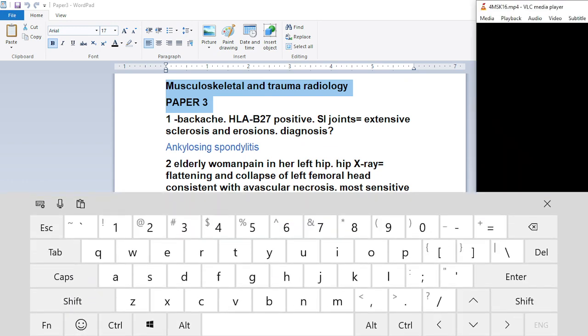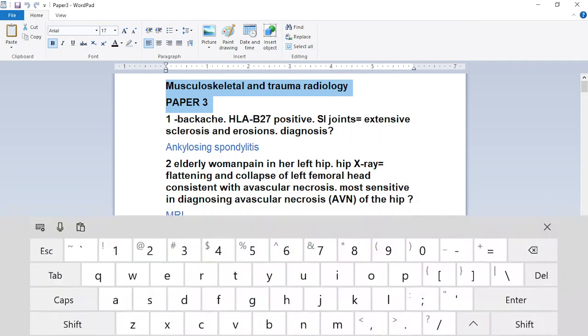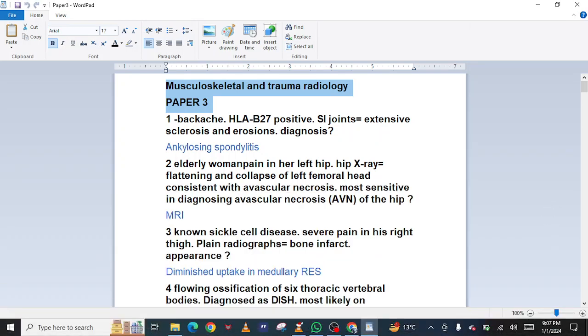Musculoskeletal and trauma radiology. Paper 3. 1. Backache. HLA-B27 positive. SI joints: extensive sclerosis and erosions. Ankylosing spondylitis.